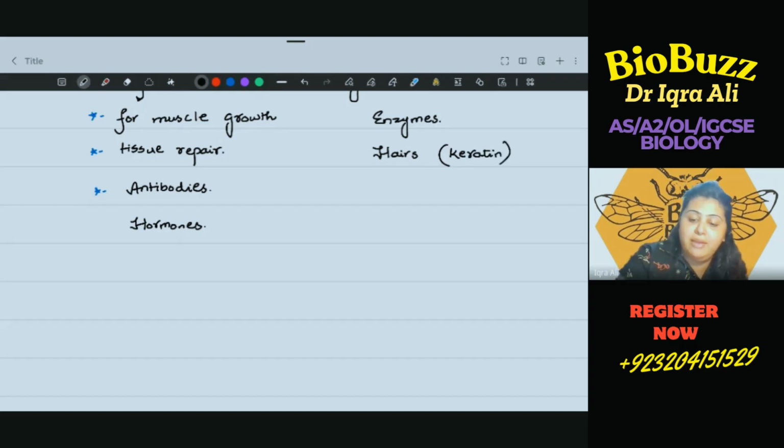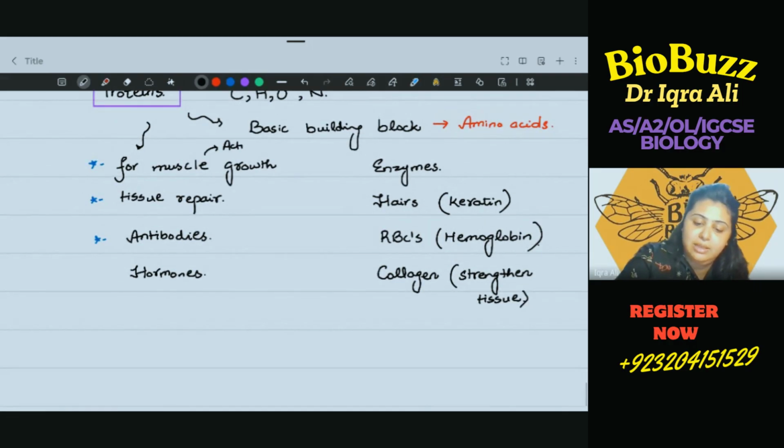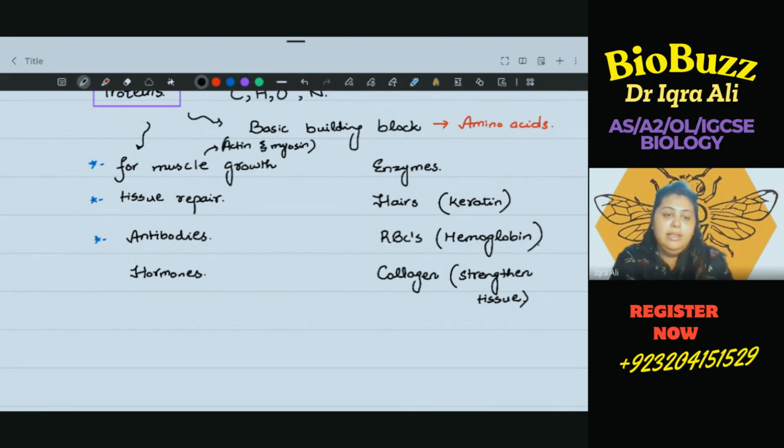Then you have protein present in RBCs as well, that is hemoglobin. Then you have a protein in your skin, that is collagen, that is used to strengthen the tissue. Then you have proteins in the muscles, that are actin and myosin. These are the proteins which are present in the muscle. And is there anything else which I may have skipped?